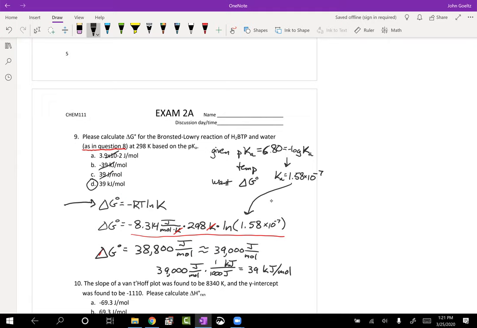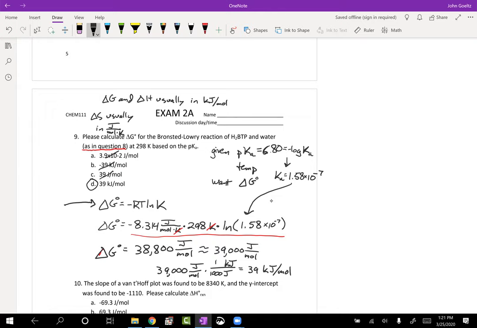Another question was, is it always in kilojoules per mole? That's a really good question. Delta G and delta H are usually given in kilojoules per mole, just because of the magnitude that they usually are. Whereas delta S is usually in joules per mole Kelvin, just because they tend to be smaller.